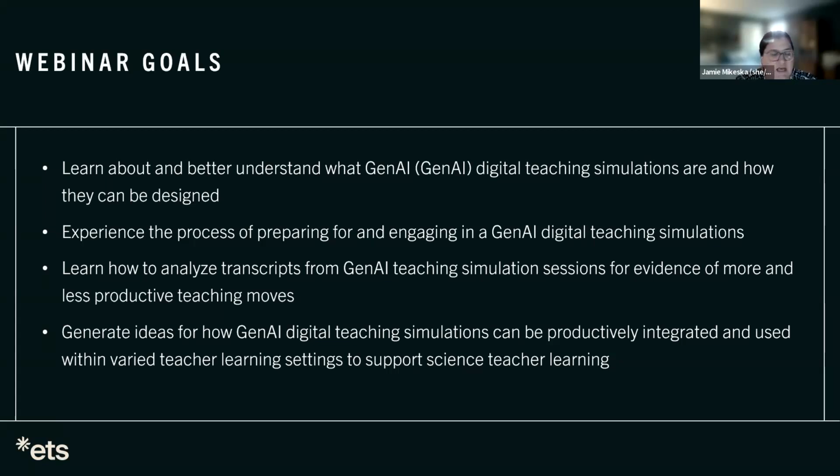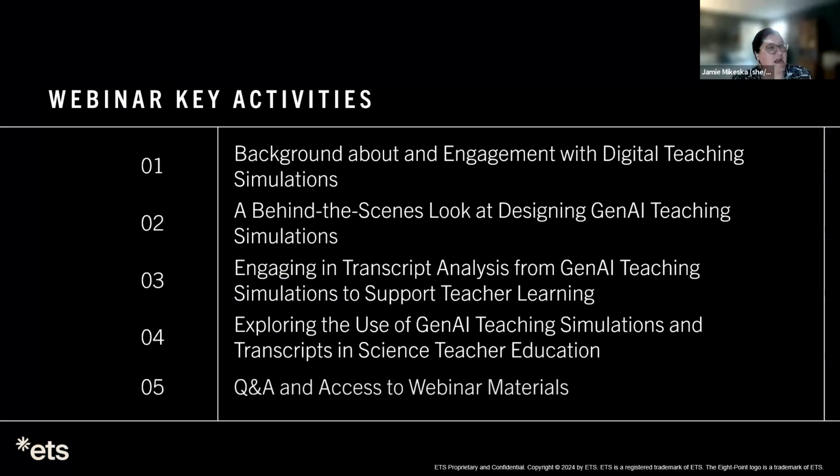And then if you go to the next slide, this lays out the main activities we'll be engaging in together to address those 4 goals. Our key activities today will be in 5 main sections of the webinar. First, we'll start out by telling you a little bit of background about digital teaching simulations and give you a chance to engage as a learner yourself and try out the digital teaching simulation.